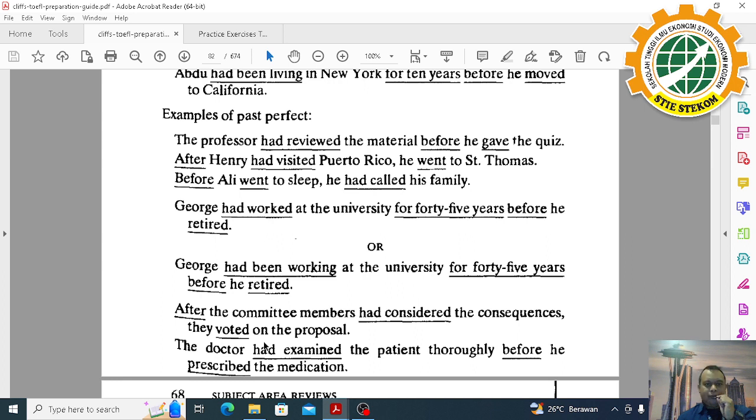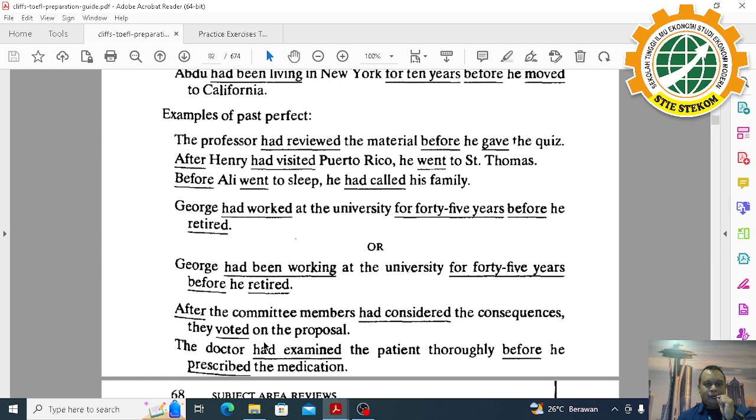Ini sebelum, berarti kalau sebelum adalah second action dulu ya. Ali went to sleep. He had called his family. Ini adalah first action. Earlier activity. George had worked at the university. Nah, ini adalah earlier activity. Dia dulunya kerja di kampus for 35 years before he retired, sebelum dia berhenti atau pensiun.